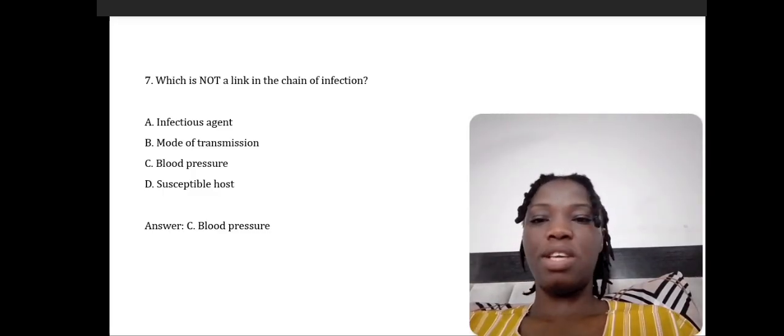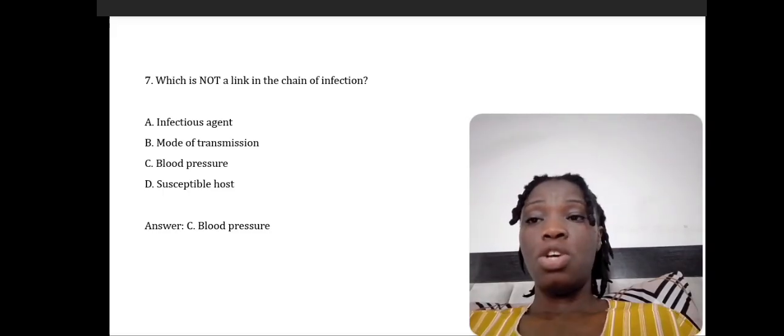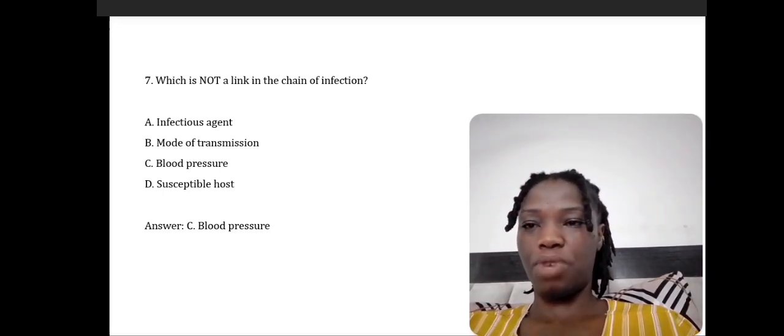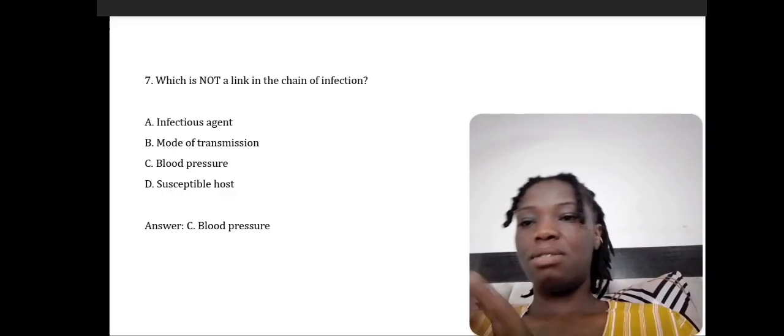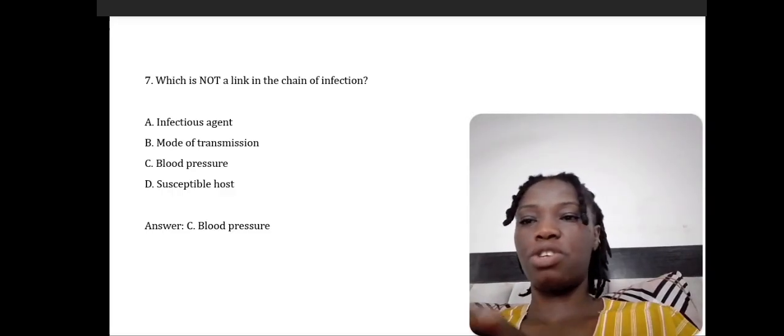And IPC is trying to break this chain. So your question says, which is not a link in the chain of infection? Infectious agent is there, mode of transmission is there, blood pressure is not there, susceptible host is there. So your answer is blood pressure. Blood pressure is not a link in the chain of infection.